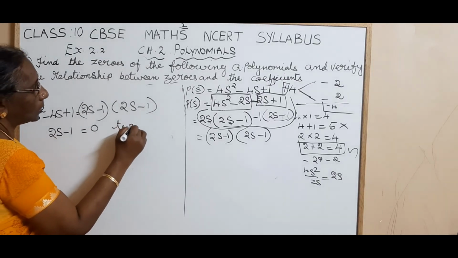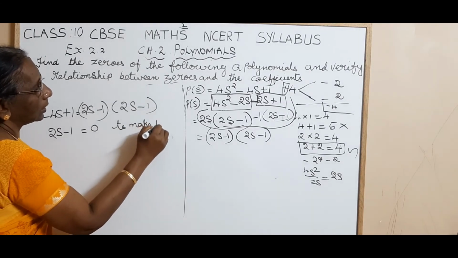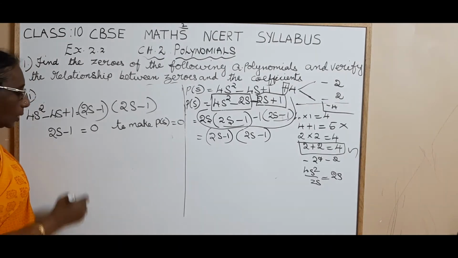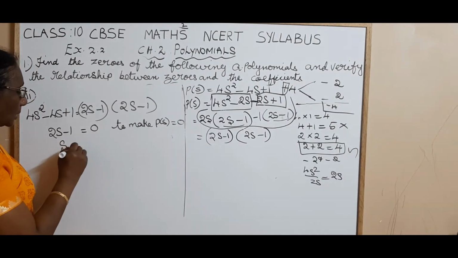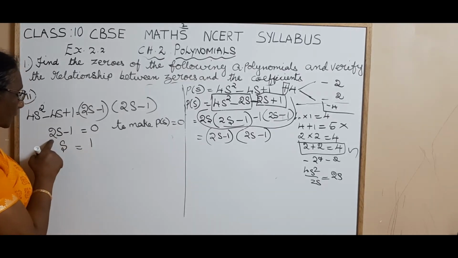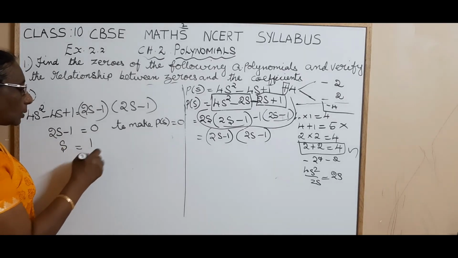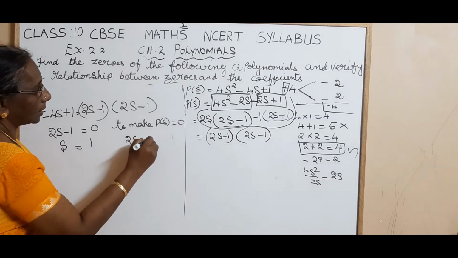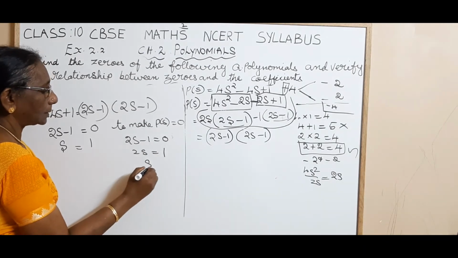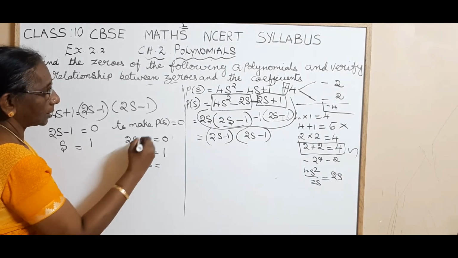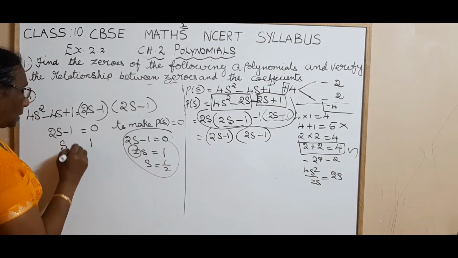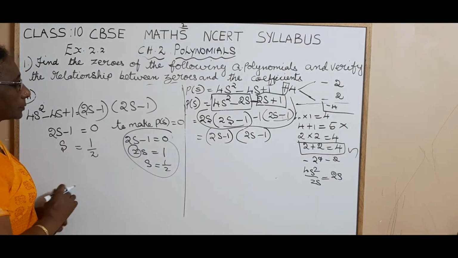So it should be equal to 0 to make P of s as 0. Isn't it? So s is equal to what? 2s minus 1 equal to 0. When you bring minus 1 to this side, it will be plus 1. So 2s is equal to 1, and s is equal to, when the multiplication comes to the other side, it is half. Isn't it, children? So s is equal to half.